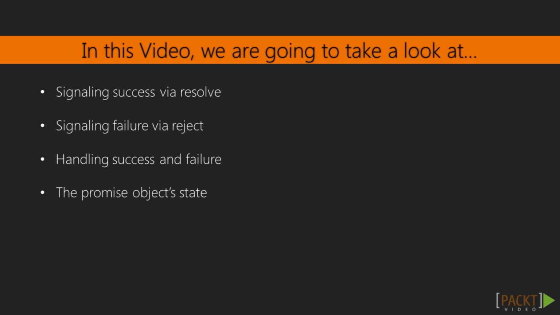In this video, we will go through signaling success using resolve and signaling failure using reject, as well as how to handle the outcome of both cases. We will also briefly have a look at the ES6 promise object itself and at its status internal slot.